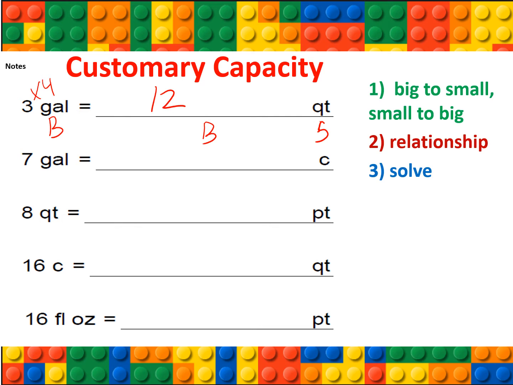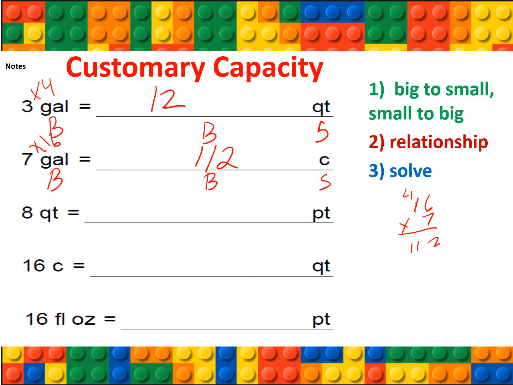Gallons to cups. Gallons are big, cups are small. I know based on my big G that there are 16 cups in 1 gallon. So 16 times 7 gives me 112 cups in 7 gallons.